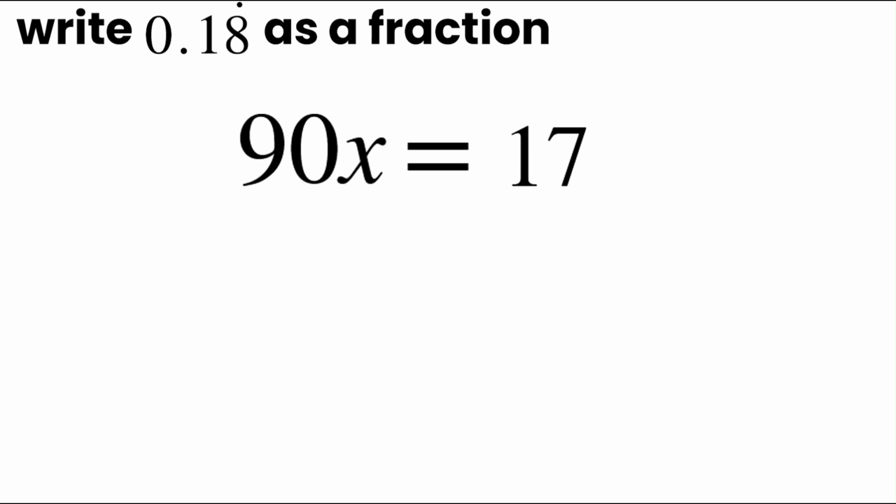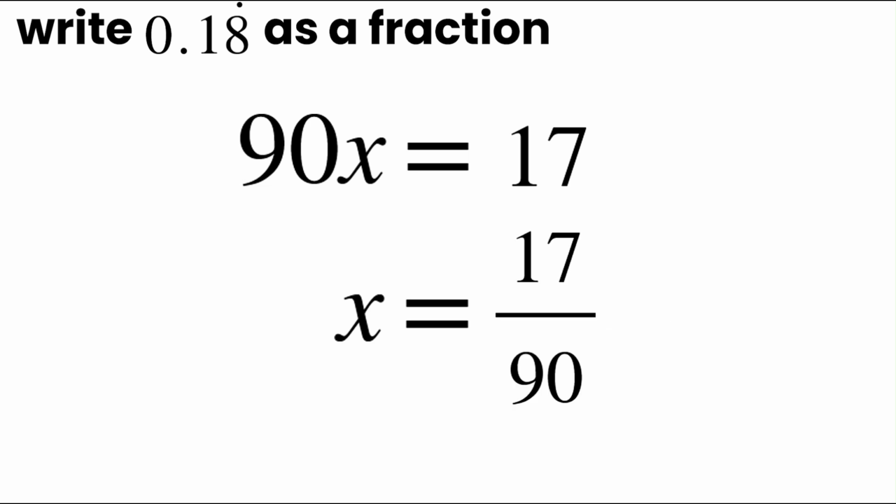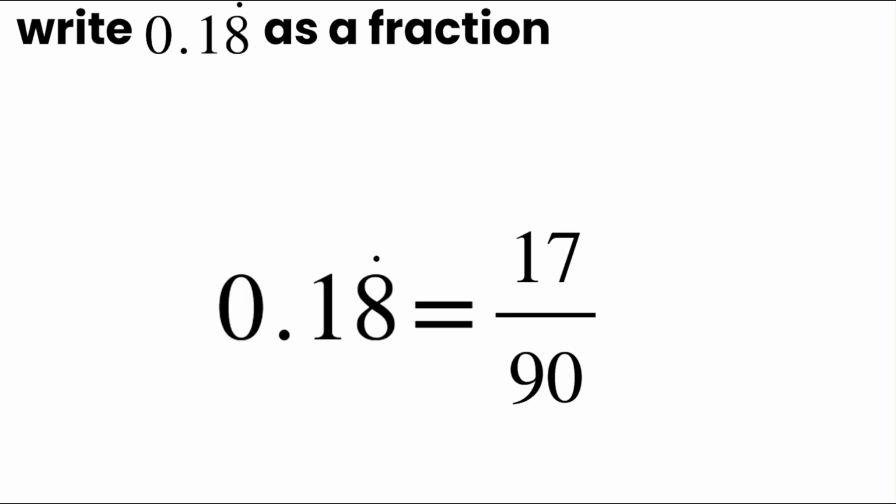We can divide both sides by 90, and we're left with our final answer. We have that x is equal to the fraction 17 over 90. Of course, we remember that we started with x equal to 0.18 recurring. Therefore, we have stated that 0.18 recurring is equal to the fraction 17 over 90. We have successfully converted a recurring decimal into a fraction. Let's do a slightly harder example.